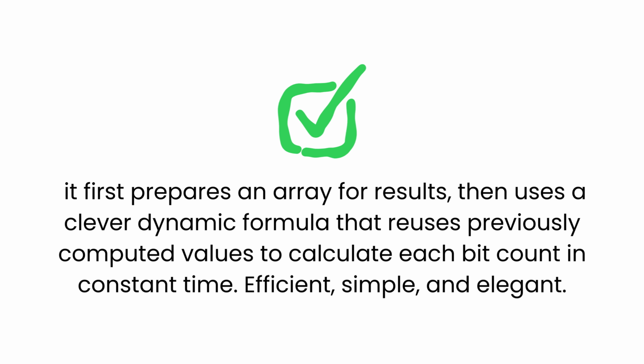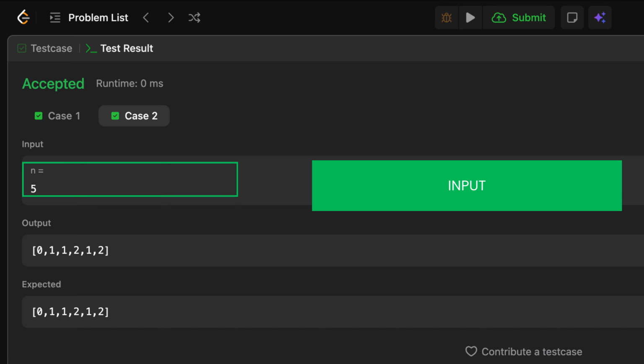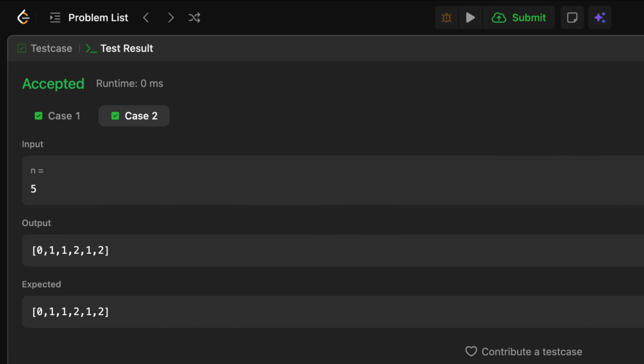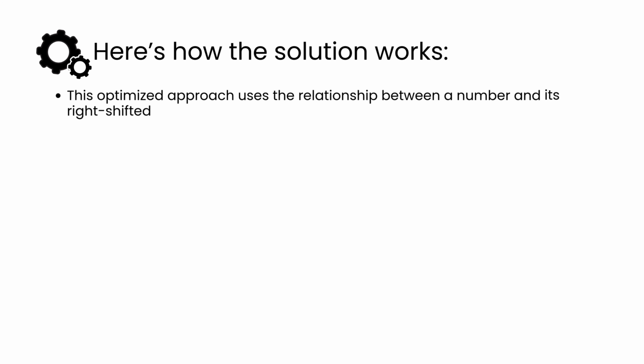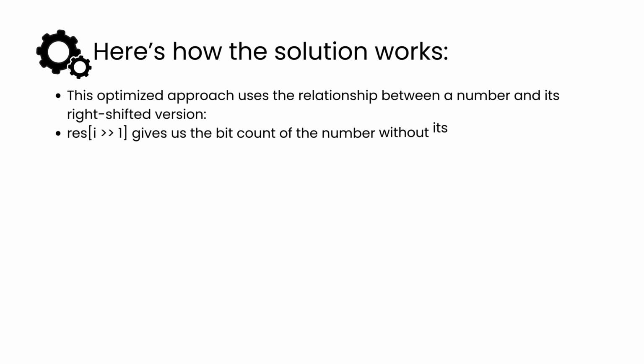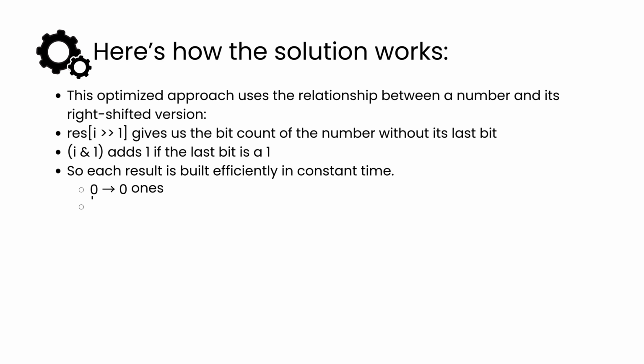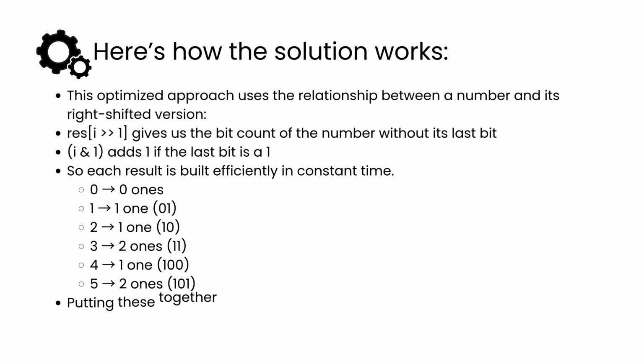Solution 2. Test case 2. Let's test our function using this input, 5. This number tells our algorithm to compute the count of 1 bits for every integer from 0 through 5, returning an array where each index stores the number of set bits for that value. Here's why the solution works. This optimized approach uses the relationship between a number and its right-shifted version. res[i >> 1] gives us the bit count of the number without its last bit. i & 1 adds 1 if the last bit is a 1. So each result is built efficiently in constant time.